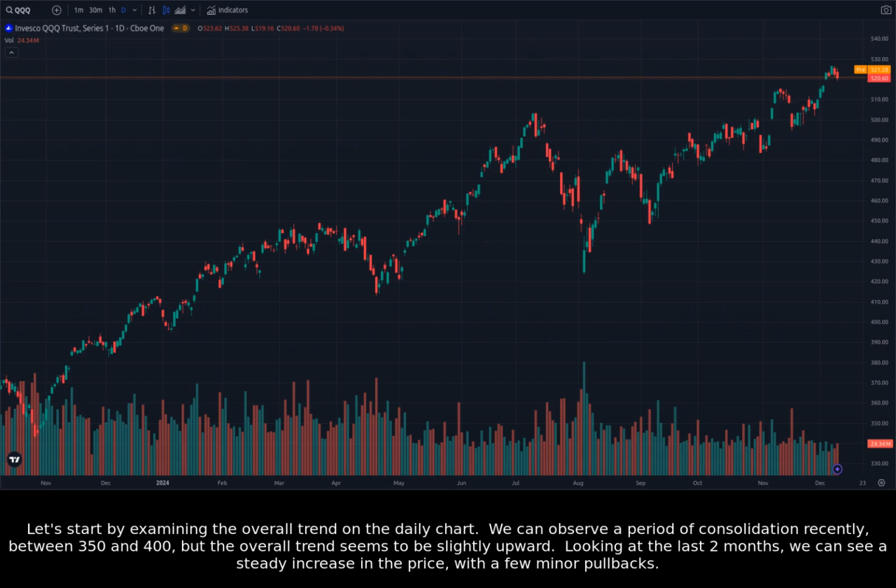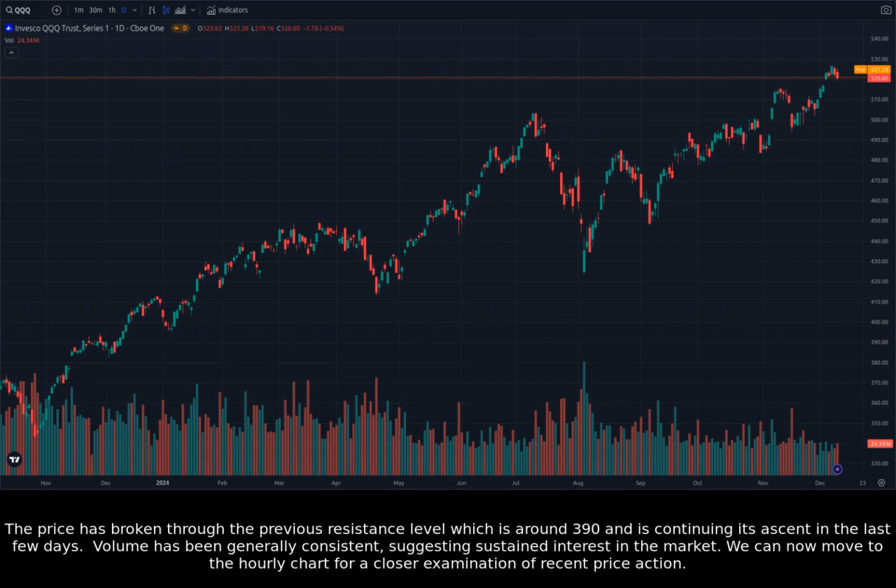We can observe a period of consolidation recently, between 350 and 400, but the overall trend seems to be slightly upward. Looking at the last 2 months, we can see a steady increase in the price, with a few minor pullbacks. The price has broken through the previous resistance level, which is around 390, and is continuing its ascent in the last few days. Volume has been generally consistent, suggesting sustained interest in the market.